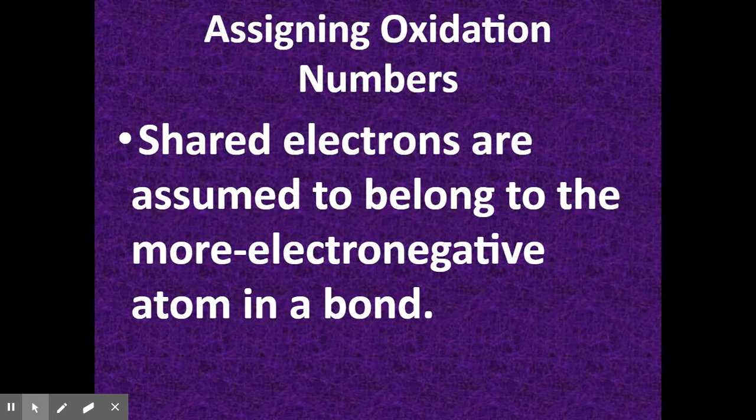So we have to determine the oxidation numbers for each element in a compound. And so we have to figure out how we're going to do that. First of all, we're going to assume that the shared electrons are going to be pulled towards the more electronegative atom. And this is something we discussed in chapter 6.